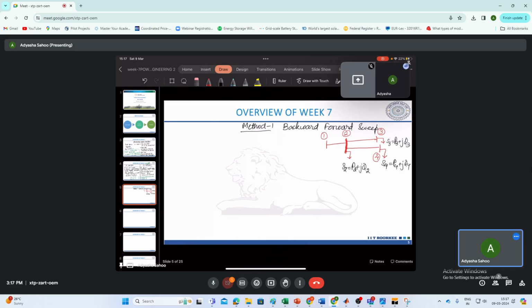So for this, the bus 1, we normally take it as the substation or the head of this distribution system. So we assume that we know the voltage magnitude and angle at this bus. So V1 we take as 1 angle 0 in per unit. And considering this V1 as 1 angle 0, we will compute the values for voltage at bus 2, 3 and 4.